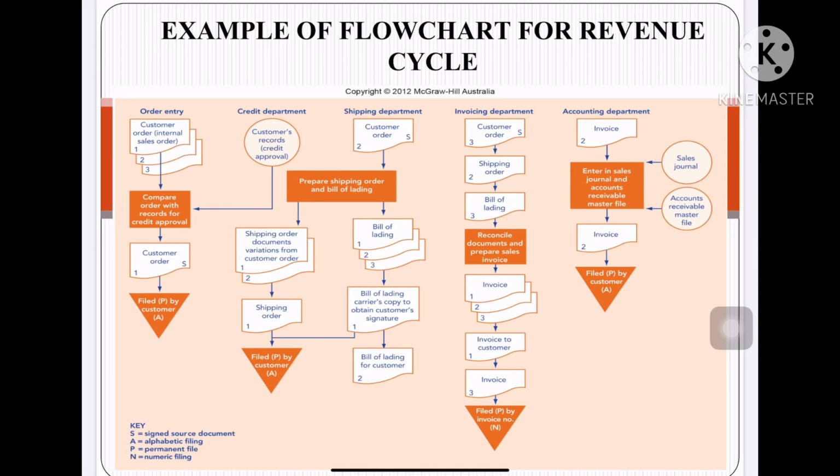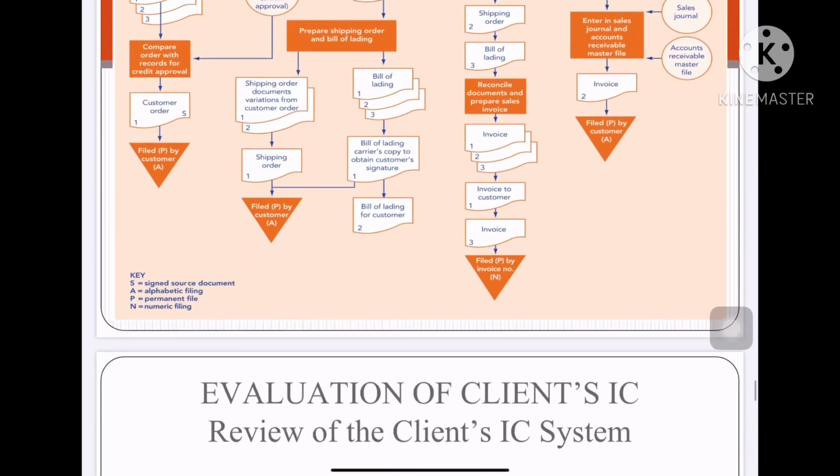This one will be filed, and the bill of lading is actually a document copy to obtain the customer signature. So they are going to send it together with the goods, and the rest also go to the invoicing document. We are going to study that in detail in the next department. So these are examples of the flowchart. I think the flowchart is easier for us to see the linkage and the flow.